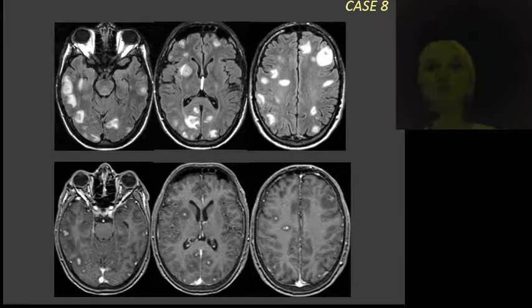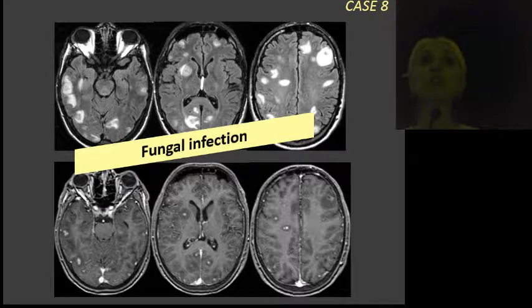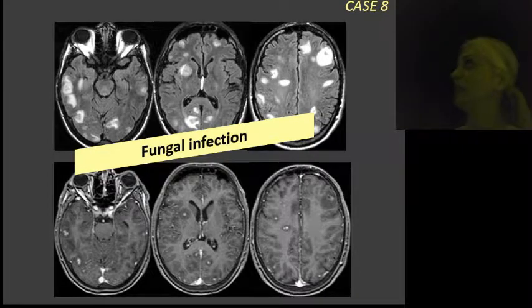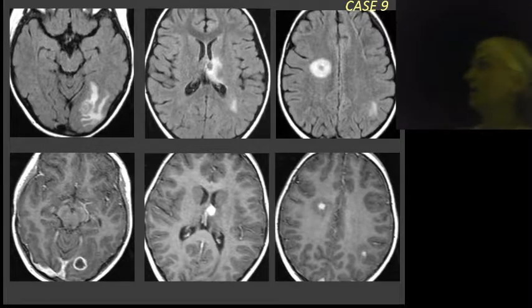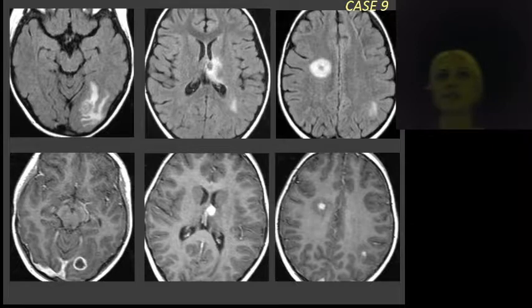And now cortical location, this is fungal infection. Remember, fungus like the cortex. They love the cortex because in the cortex they have a lot of vessels. This is a case of a patient with several lesions, and this is confusing because lesions look different.